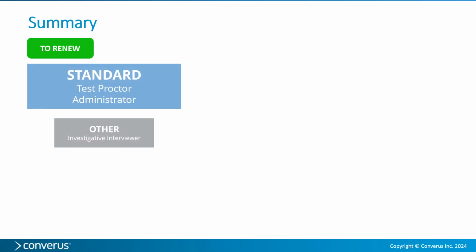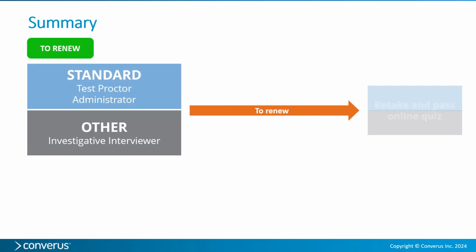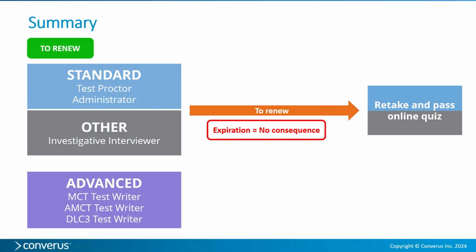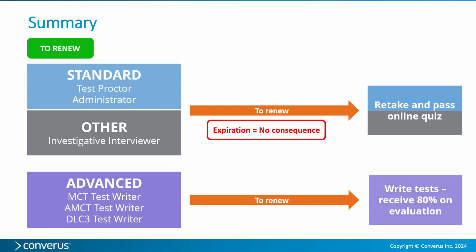To renew a certificate for either of the standard or other courses, you need to retake and pass the online quiz. If you don't renew, there is no consequence, but the certificate will be out of date. To renew a test writer course, write tests and submit them for evaluation. If you receive an 80% or greater on the evaluation, the certificate will be renewed. If the certificate expires, access to the EyeDetect Test Manager will be removed.